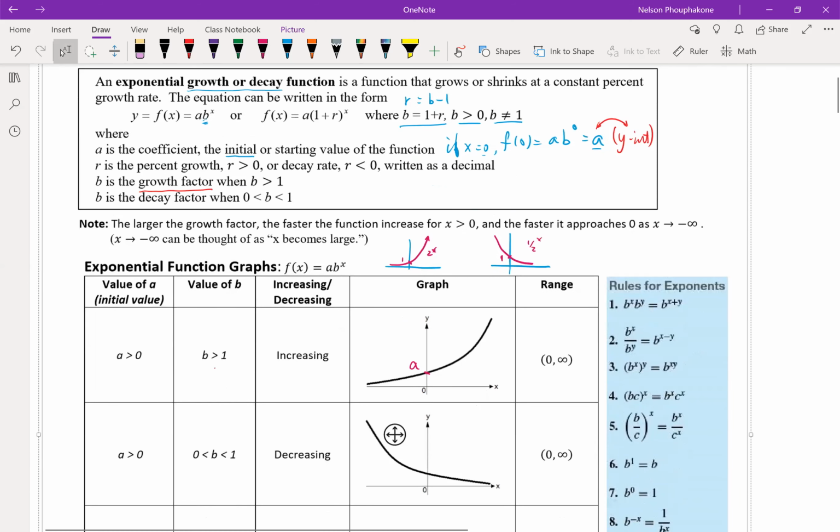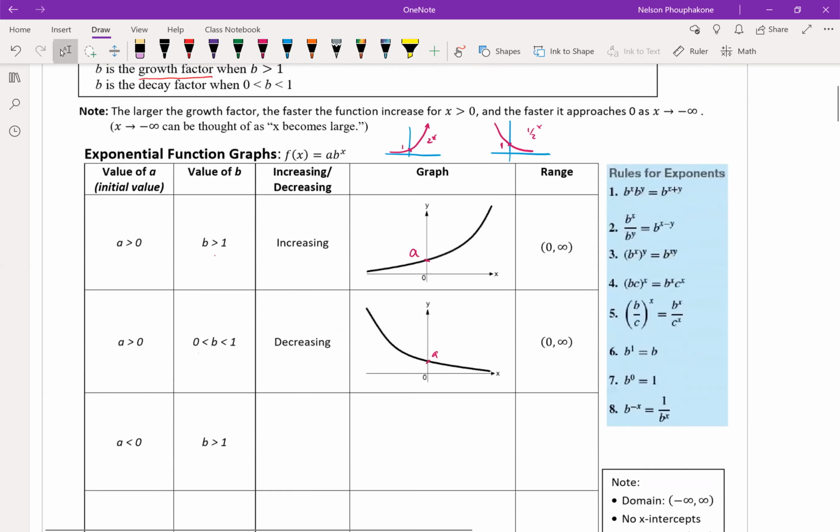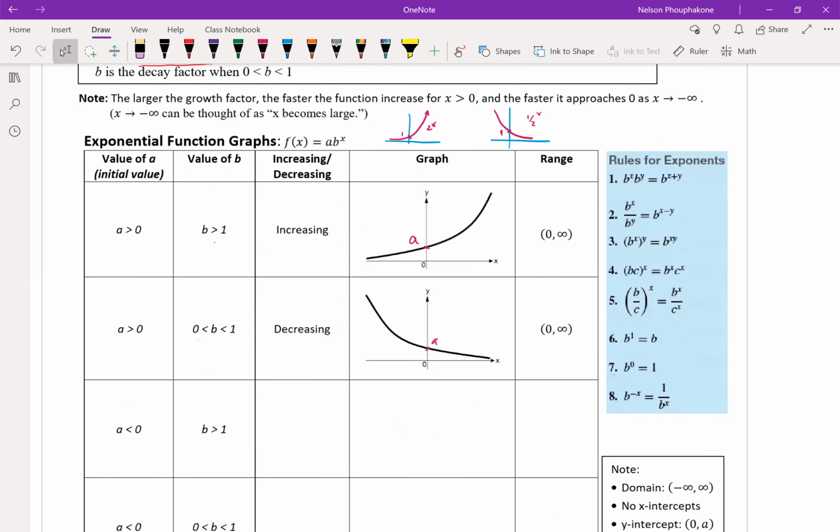On the other hand, when b is between 0 and 1, just like 1/2 here, and a is positive, the function is decreasing. But what happened to the range? The range is still from 0 to infinity.